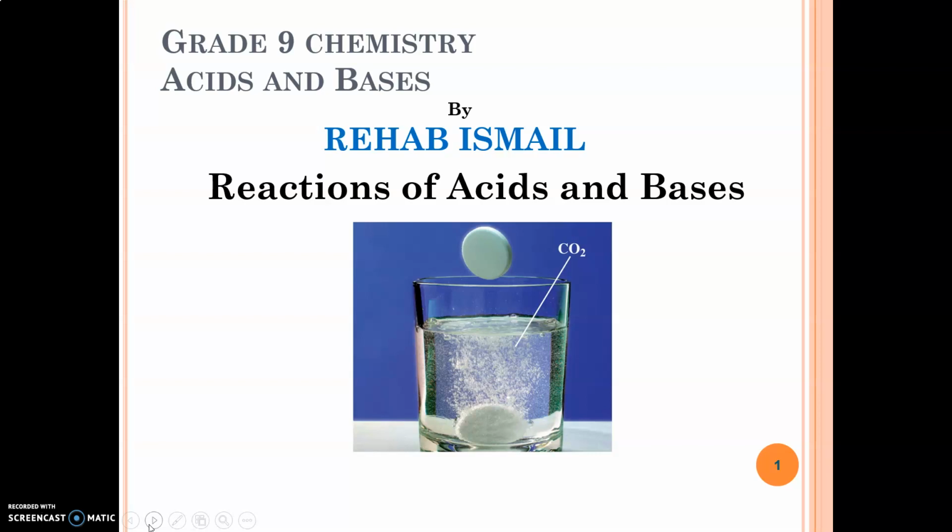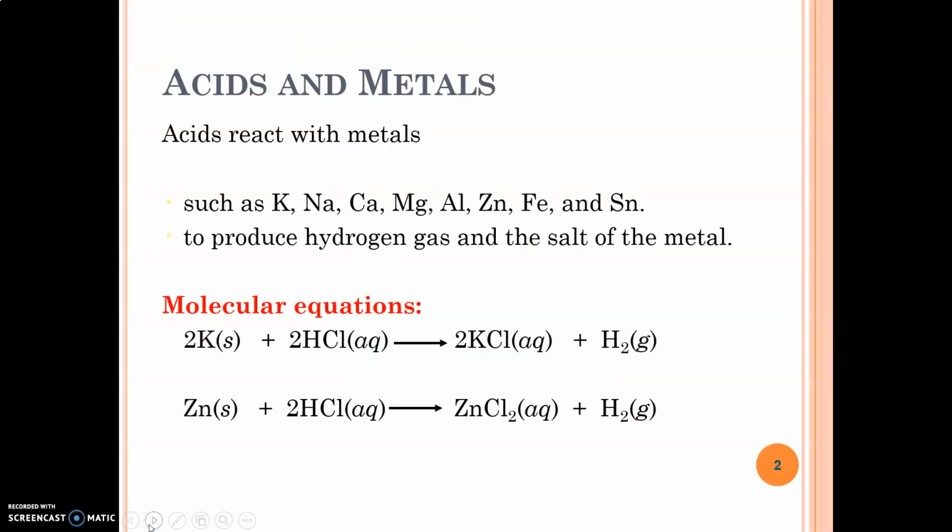and also methyl orange or phenolphthalein, and the most famous and primitive one, which is litmus paper, the red and blue. In this video, we're going to discuss the reactions. First, the acids with metals.